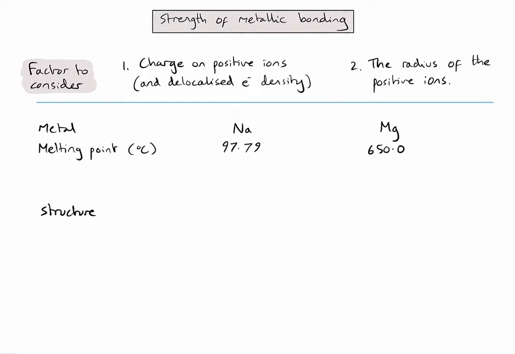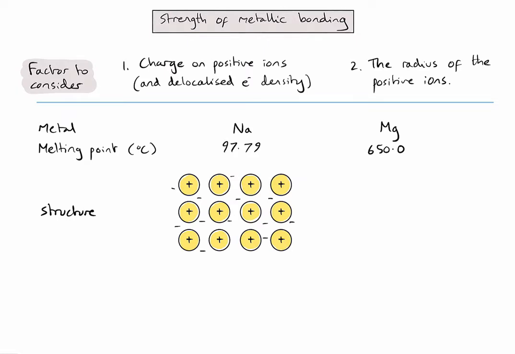Because sodium is in group 1, it's going to have one valence electron, so when it loses that valence electron, we're going to form positive ions with just a single positive charge. In this diagram, I've got 12 positive ions, and given that each of them has lost one electron, there should be 12 delocalized electrons, symbolized by the negative sign in the space between the ions.